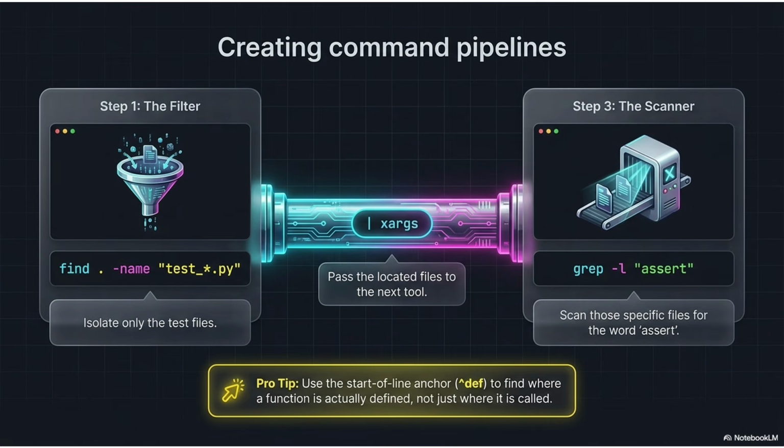The pro tip on this is worth noting. Use the caret, which looks like a little hat, with def as a pattern anchor when searching for function definitions. It matches only lines where the function is actually defined, not called.